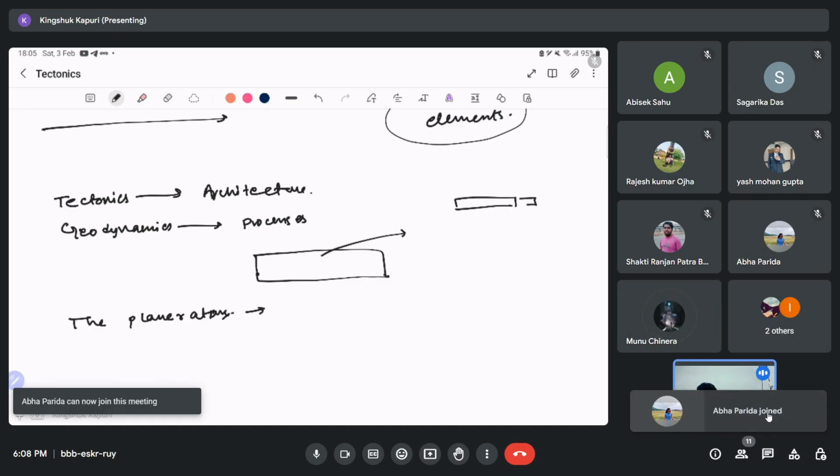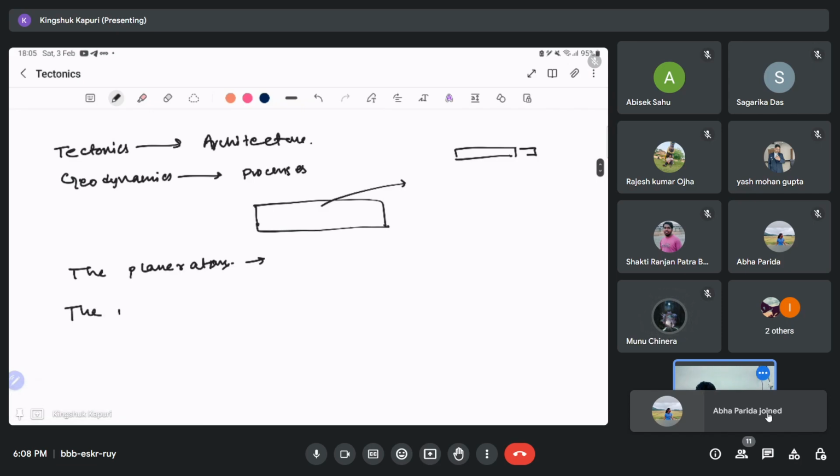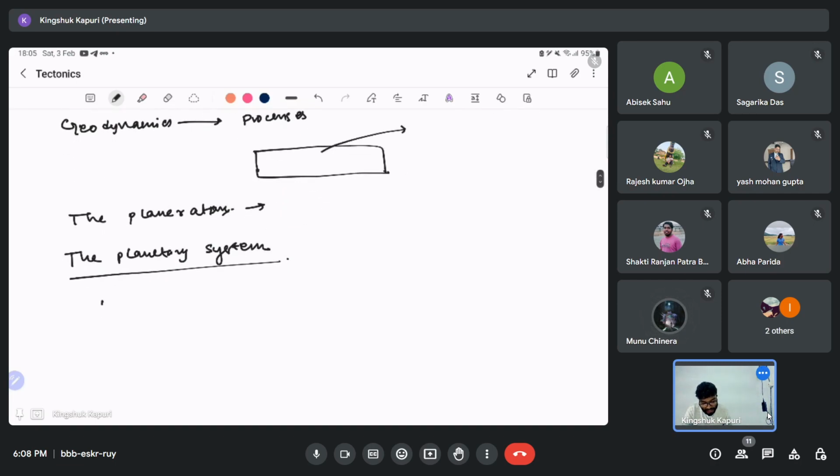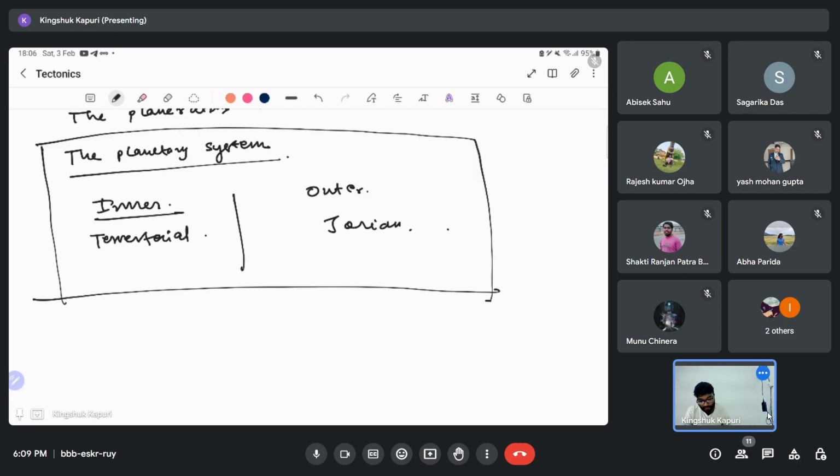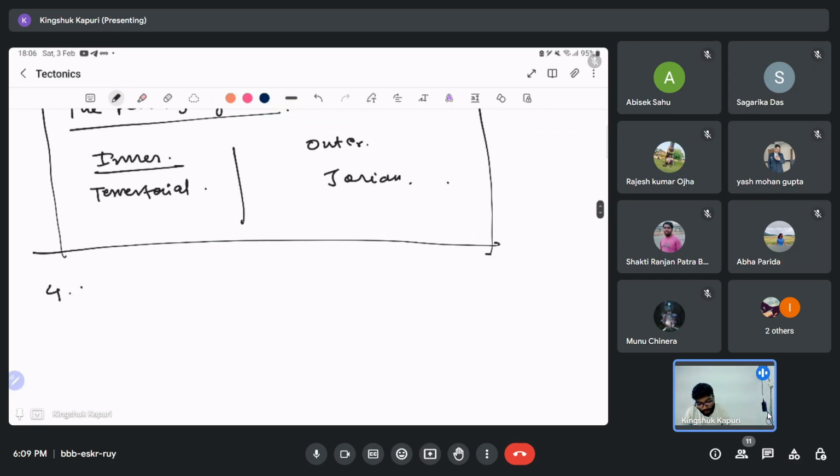So we will study this planetary system first, and how it came into existence. We know that in this planetary system there are inner planets and outer planets. The inner planets are the terrestrial planets and the outer planets are the Jovian planets. By reconsidering the history of these planets, we will go back into geological time. This all began about 4.6 billion years ago.